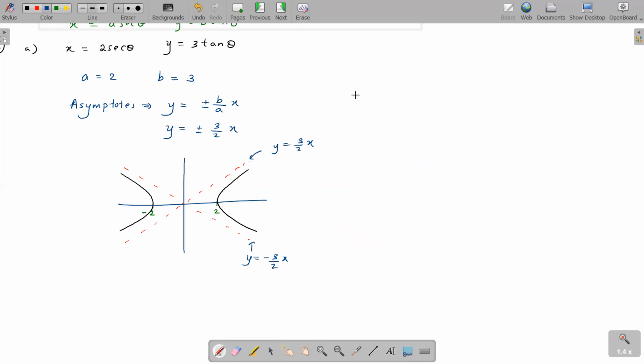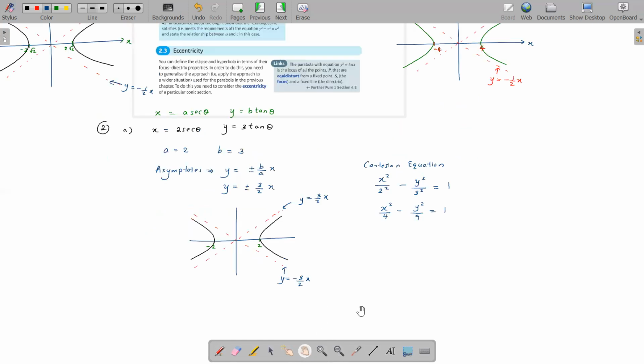And you also need to get the Cartesian equation. So the Cartesian equation of the hyperbola will be x squared over a squared, which is 2 squared, minus, because it's a hyperbola, it should be minus y squared over b squared equals 1. So basically it's going to be x squared over 4 minus y squared over 9 equals 1. Is this clear? Okay, so it's quite simple.